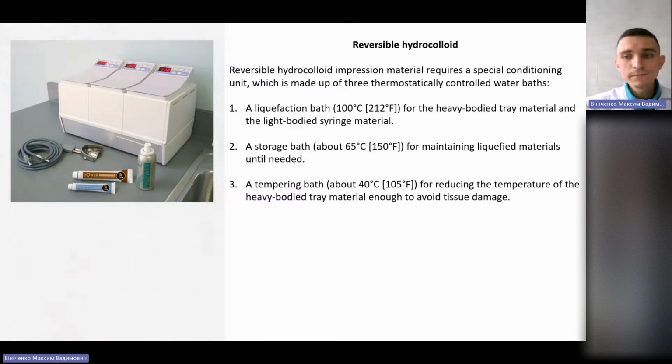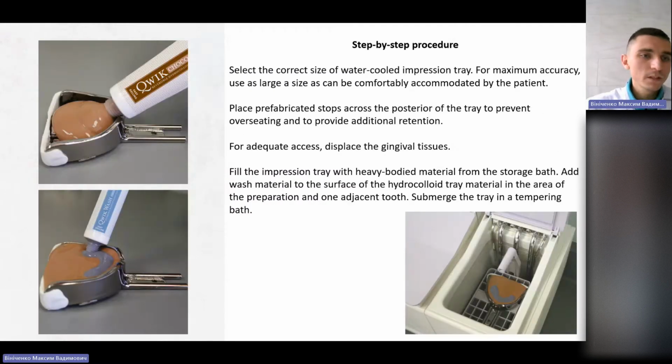So it is difficult to make these impressions. You need to have this unit. It is very difficult to make this impression using the reversible hydrocolloid. Maybe that's why we don't use them in our country. So you need to select the correct size of water-cooled impression tray, place prefabricated stops, as you could see with this white color, displace the gingival tissues, or add wash material to the surface of the tray material in the area of the preparation.